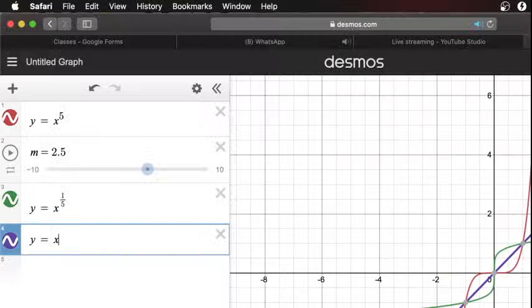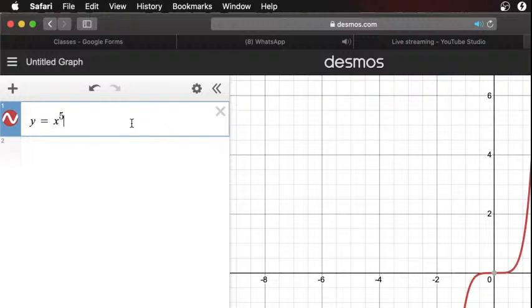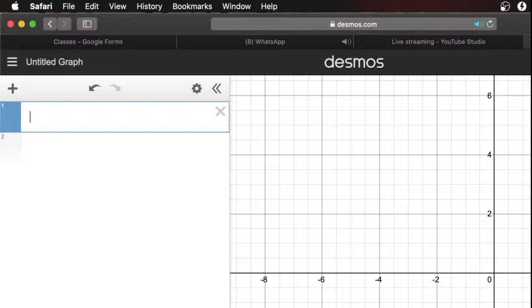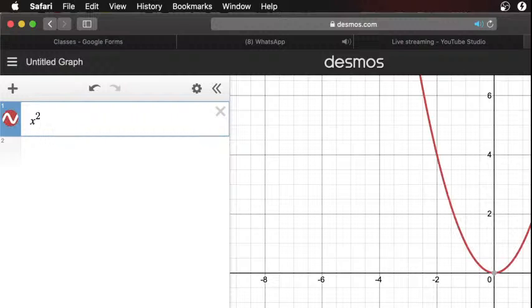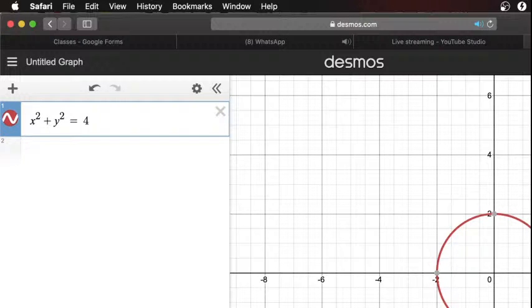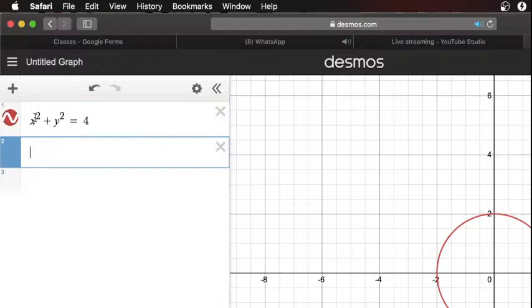Let's understand a little bit about certain other kinds of functions. Let's take a circle. A circle is quite often represented by x square plus y square equals constant. So any expression of this form, x square plus y square equals a square, becomes a circle.